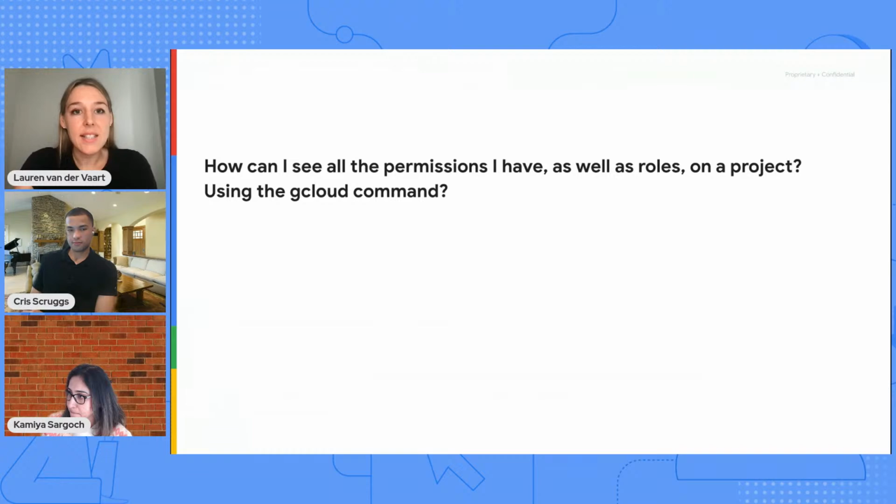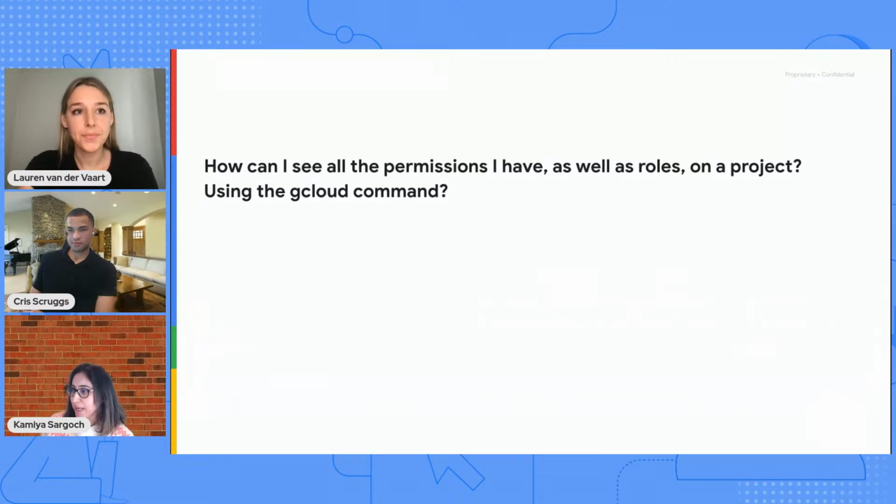How can I see all the permissions I have as well as roles on a project using the gcloud command? If you're looking at the project level, you can use the gcloud command, gcloud projects get-iam-policy, and then your project ID. This should list all the roles in your project along with the users and service accounts that are tied to it. And then from there on, you can use gcloud iam roles describe, for example, roles/bigquery.admin, to list all the included permissions that are tied to that role.